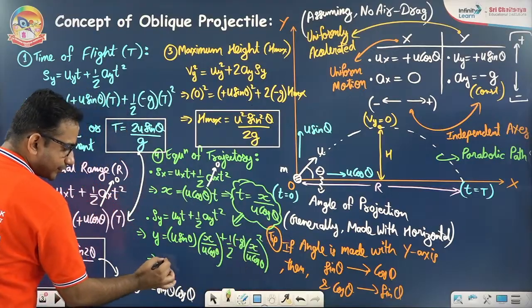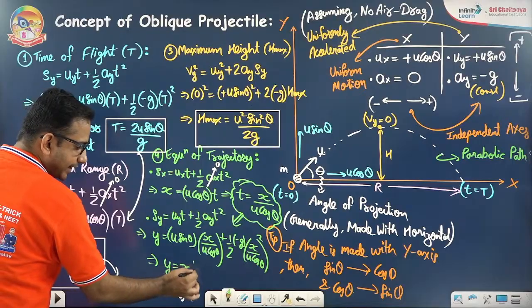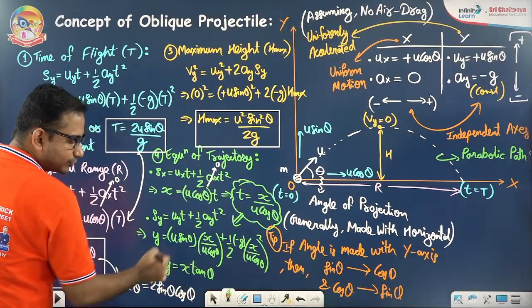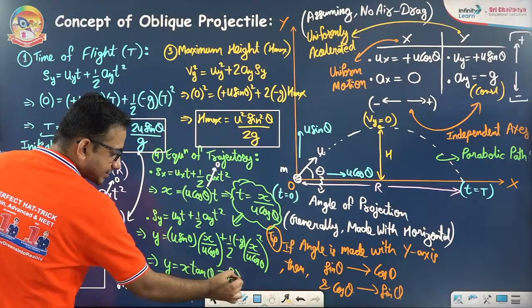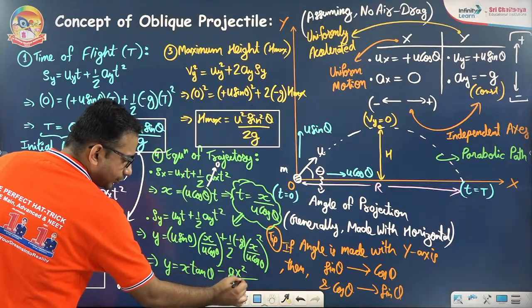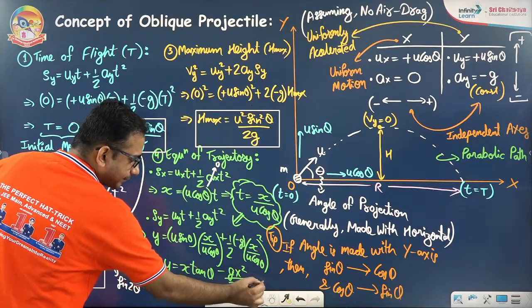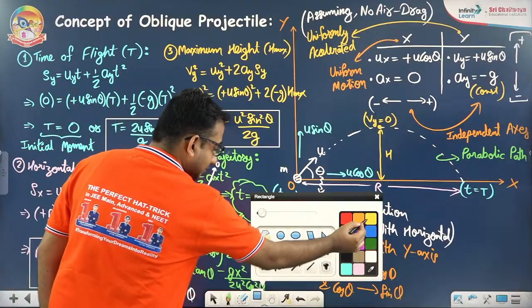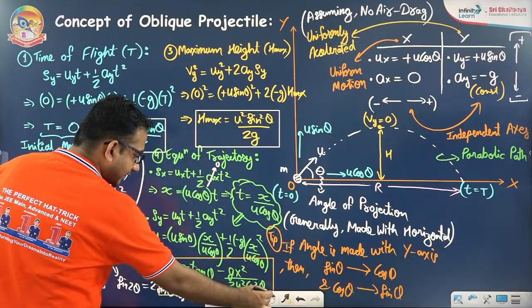So the final equation of trajectory is y is equal to x tan theta, see, u and u got cancelled, minus g x square over 2u square cos square theta. So what I'm trying to say is, this is the equation of trajectory as per the NCERT.